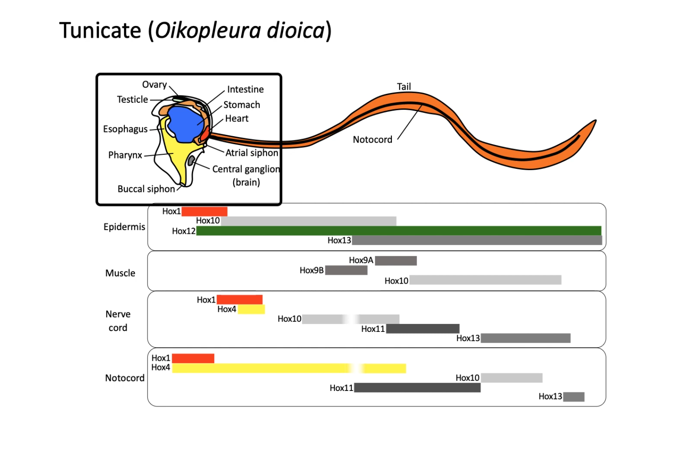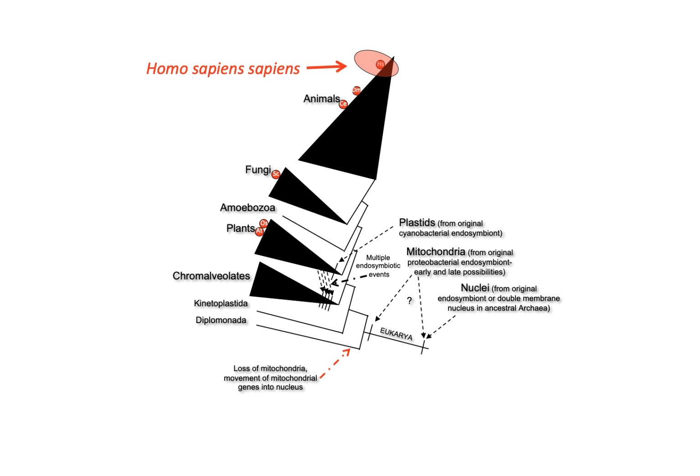So there's the siphon, the pharynx, the esophagus, stomach, intestines, ovary, testicle, and then a small central brain, central ganglion. And so most of the body is here, and of course in us, our notochord forms early in development, and then kind of fades away as it's replaced by the spinal column, which of course is a characteristic of vertebrates.